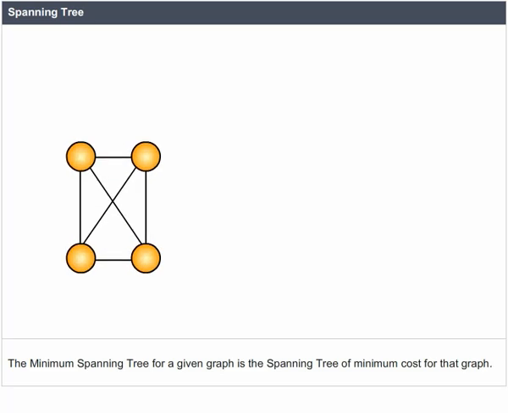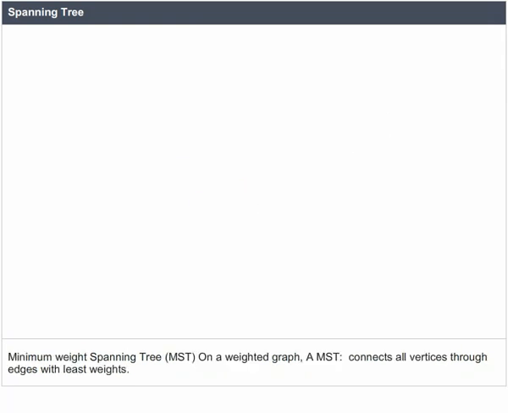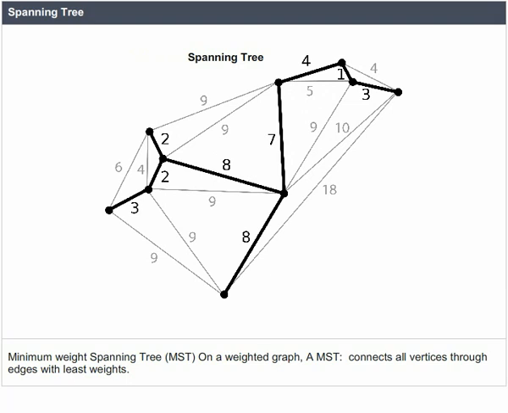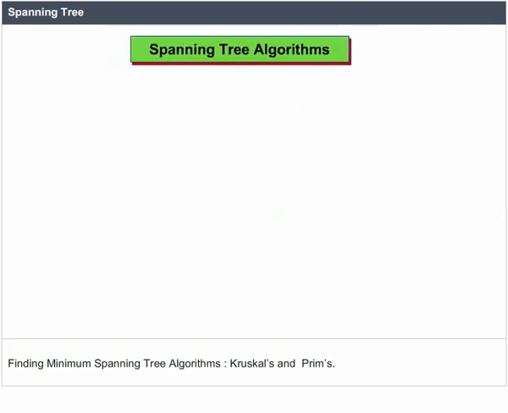The minimum spanning tree for a given graph is the spanning tree of minimum cost for that graph. Minimum weight spanning tree, MST. On a weighted graph, an MST connects all vertices through edges with least weights. It has W(t) less than or equal to W(t') for every other spanning tree t' in G. Adding one edge not in the MST will create a cycle. Finding the minimum spanning tree. Algorithms: Kruskal's and Prim's.